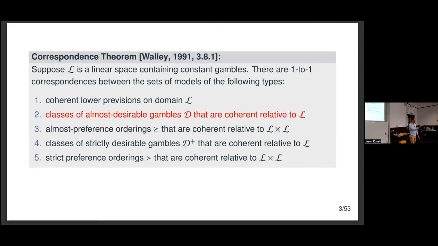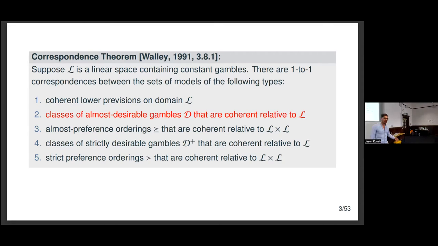Of course, as Herb mentioned, and many of you know from WALL-E, there's a one-to-one correspondence between lots of these IP models. So we could equally well use our IP scoring rules to talk about accuracy for coherent lower previsions, or almost desirable gambles, or we could work with preference orderings. Herb gave you a way to translate between desirability and preference, as long as preference is a vector order. We could talk about those preference orderings, or we could go strict and exclude the boundaries and use strictly desirable gambles or strict partial preference orderings. This is good for all these models and stuff we'll do today.